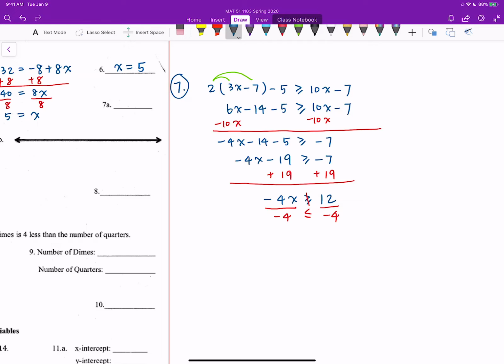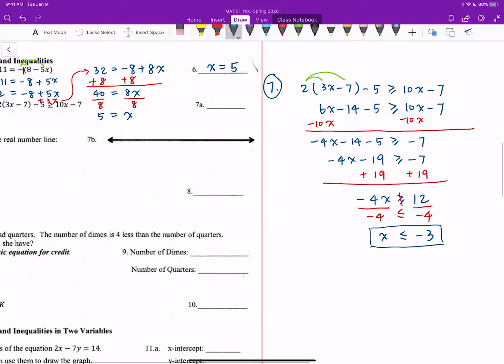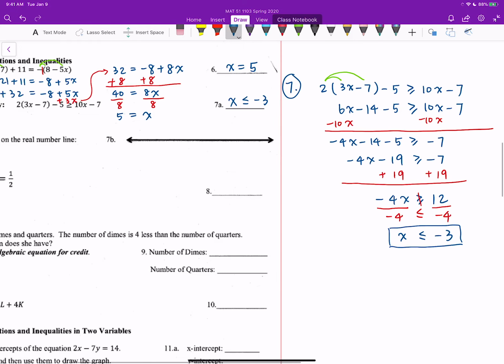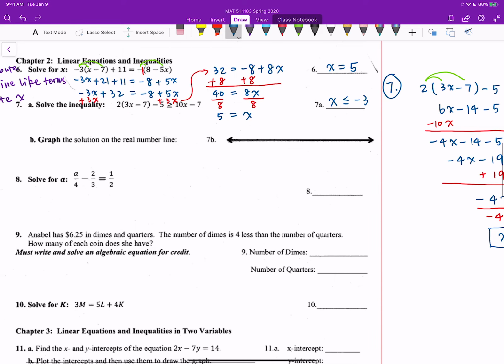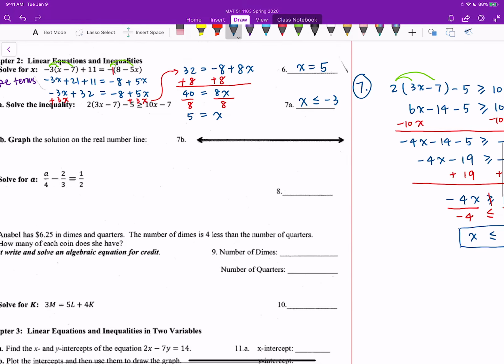Finally, we write our final solution, x less than or equal to 12 divided by negative 4, that is negative 3. So this is our final solution. Let's write over here on the line, x less than or equal to negative 3. That is number 7, part A. Part B, graph the solution on the real number line.